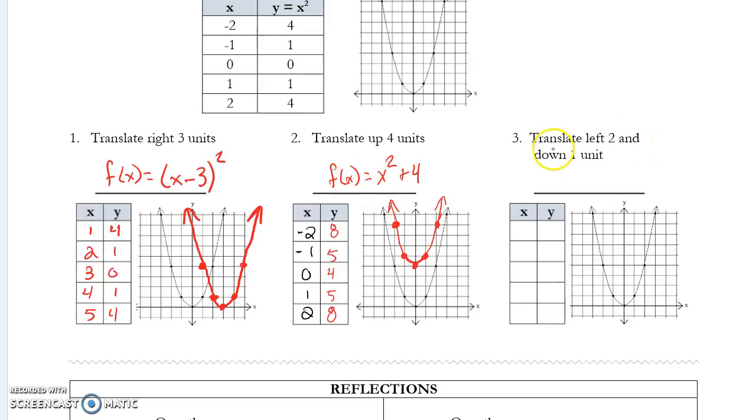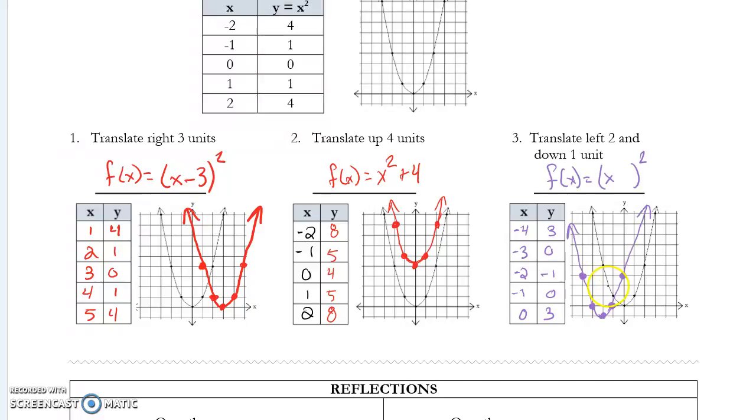In number 3, it's a translation left and right, so we can start with the table. A translation left 2 units means my -2 is now going to become a -4. My -1 becomes a -3, and so on. But the y-coordinate also changes. Since it's gone down 1 unit, I'll subtract 1 from each of these: 3, 0, -1, 0, and 3.